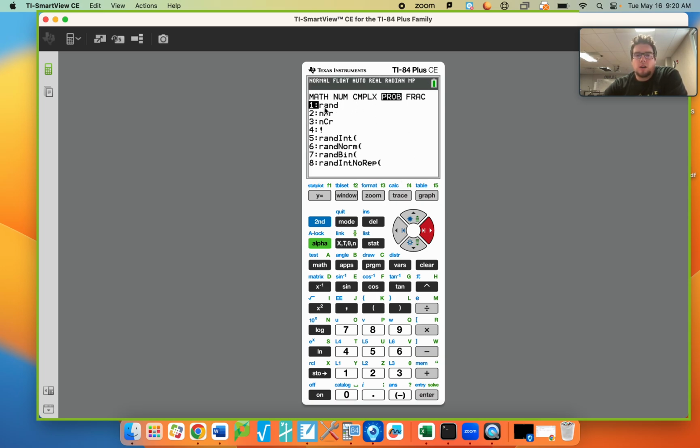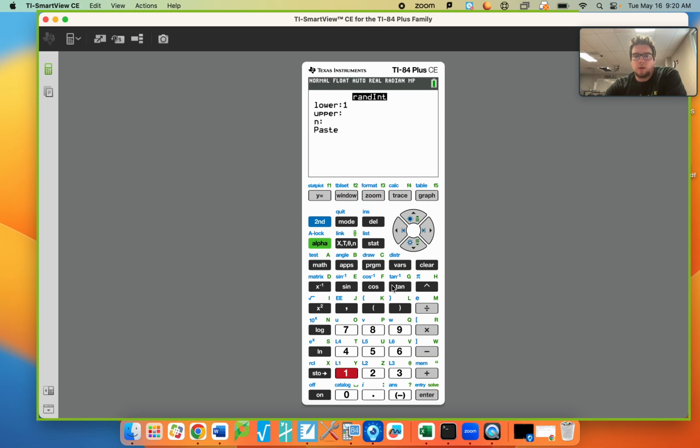Probability, RAND stands for random. And this is a permutation. NCR, this is a combination. Exclamation point is our factorial. This is how you can generate a random integer. So this one's actually pretty cool. So if I go random int, my new calculator allows me to pick the lower number, the upper number, and how many numbers it wants me to generate.